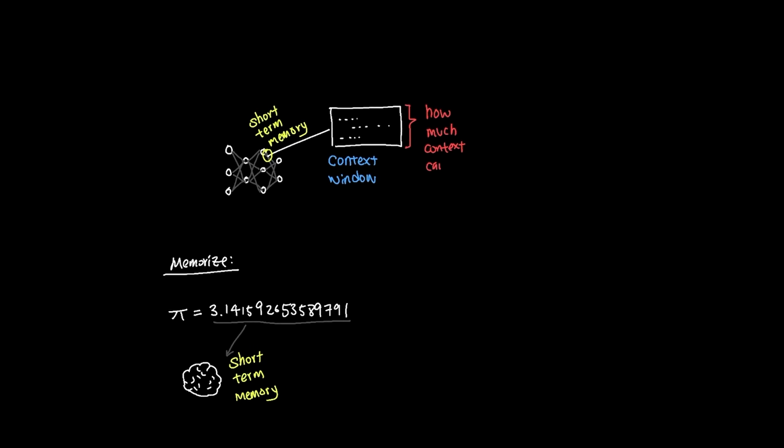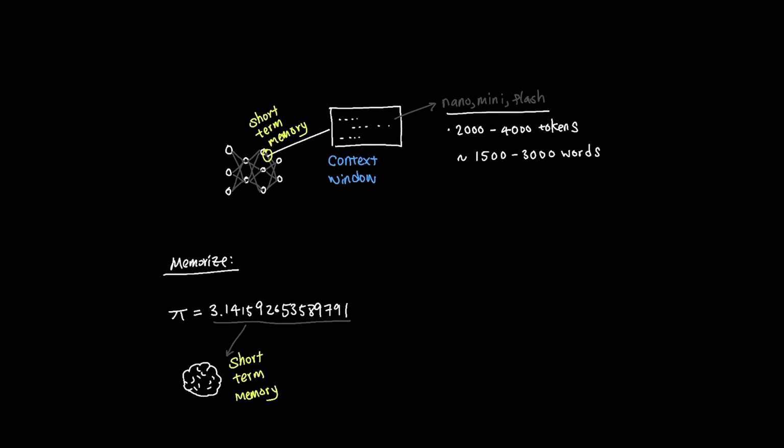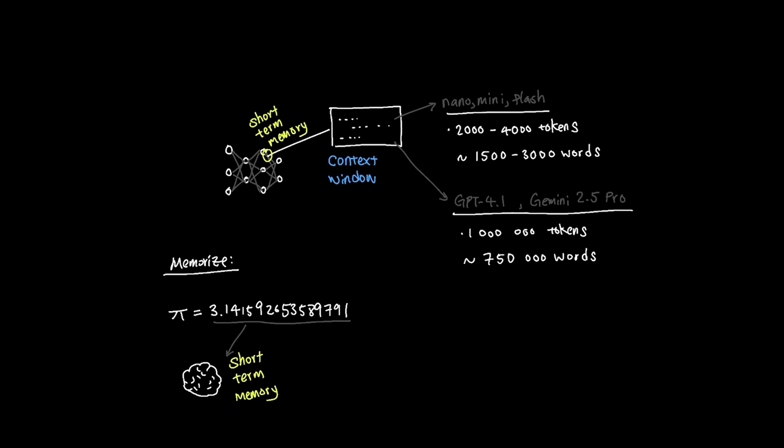How much context can it hold in a given time? This can vary from model to model. For example, a lot of nano, mini, and flash models can have very small context windows in the size of 2,000 to 4,000 tokens, which amounts to about 1,500 to 3,000 words. Conversely, bigger models like GPT 4.1 and Gemini 2.5 Pro offer context windows up to 1 million tokens, which is equivalent to roughly 7,500 words or 50,000 lines of code.